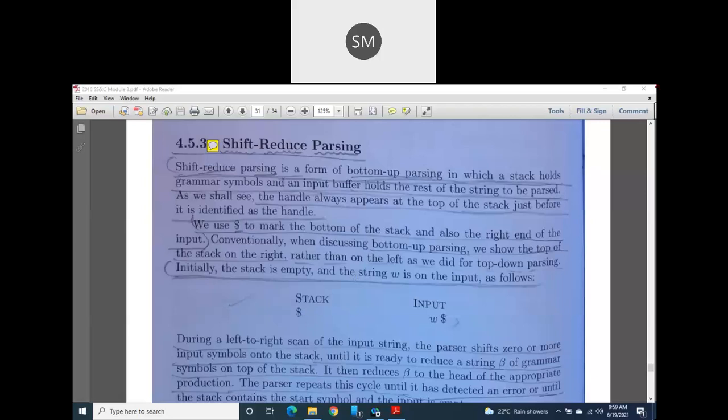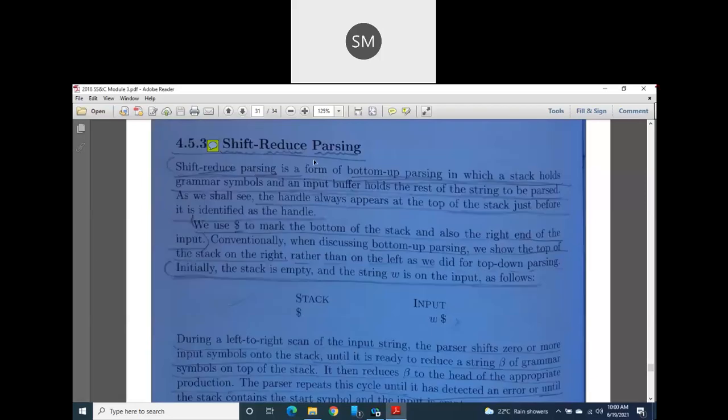Here, to perform these two operations in shift reduce parsing, we use two storages. The first storage is a data structure. Which data structure? I use a stack here.